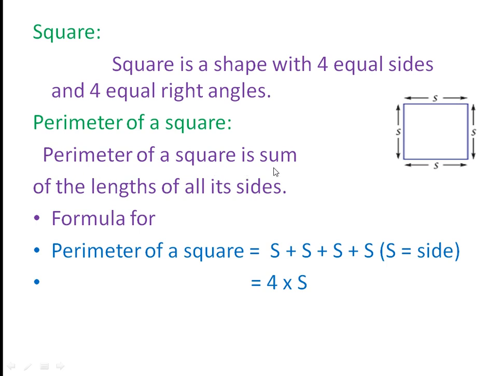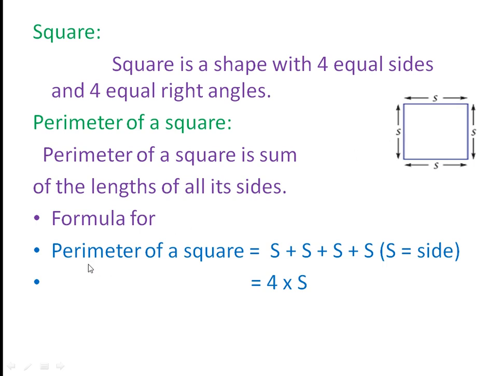Perimeter of a square is the sum of the lengths of all its sides. Here 4 sides are there. All its sides means S plus S plus S plus S. That is the meaning of the perimeter of the square.